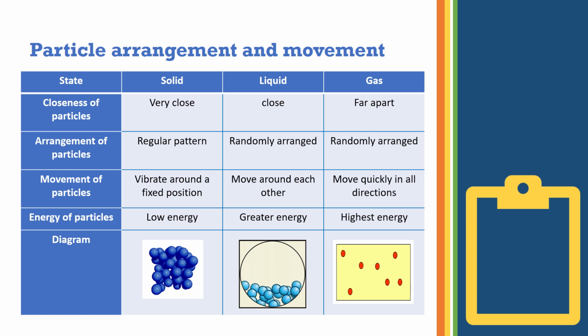Gases can move in all directions, they are randomly arranged, they move quickly in all directions, they have the highest energy, whereas the liquids have somewhat greater energy than solids, but they are in the middle, right? The solids don't have as much energy as liquids, and the gases have the highest energy. The solid particles are able to vibrate around a fixed position, whereas in liquids, the particles can move around each other.